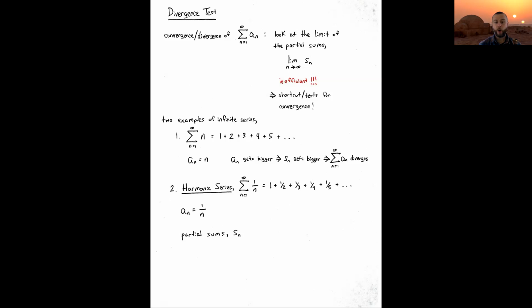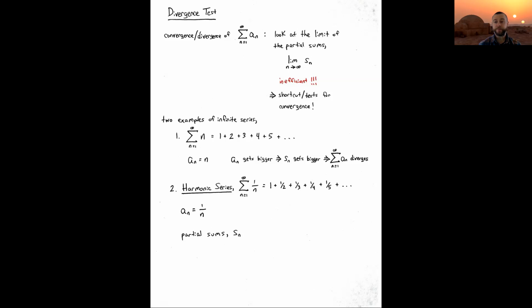Now, the terms here, 1, a half, a third, a fourth, and a fifth, those actually get smaller, unlike the example above where the terms for A sub n get increasingly bigger. Now, this is a very counterintuitive infinite series. Even though the terms do get smaller, this is actually divergent. In other words, the harmonic series is a divergent infinite series.